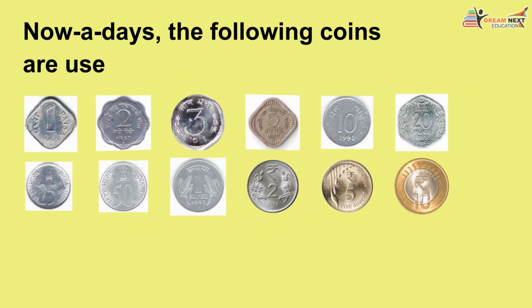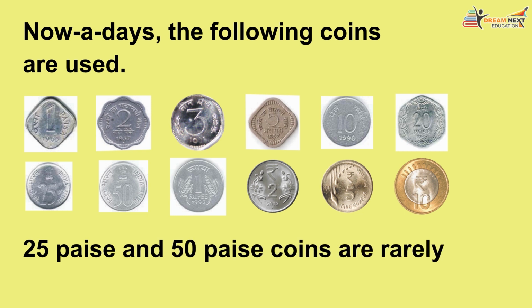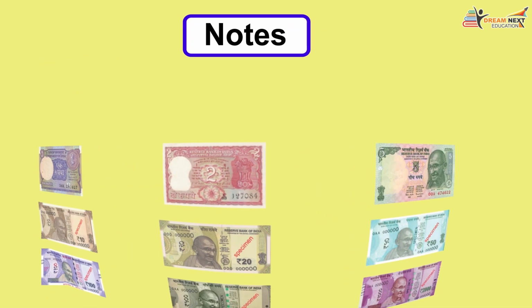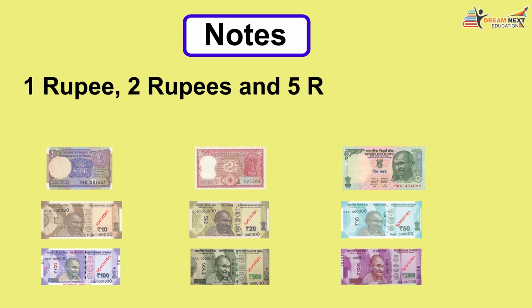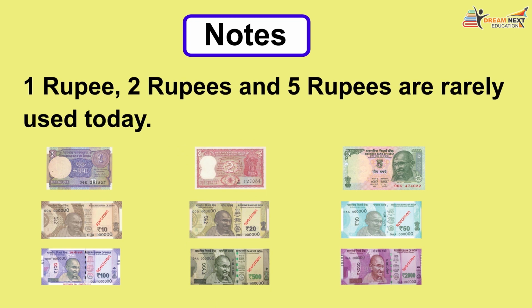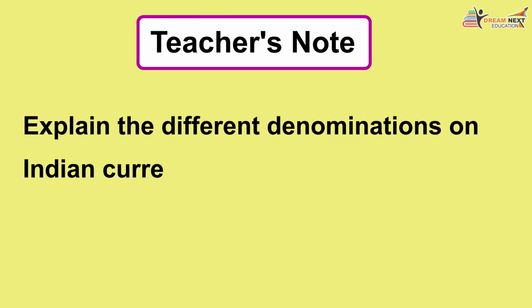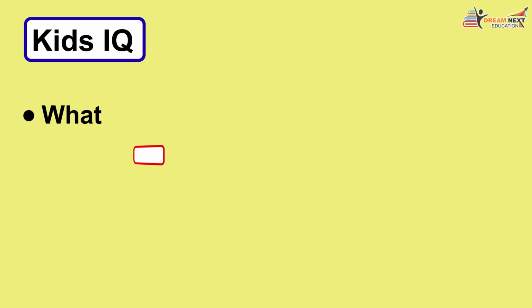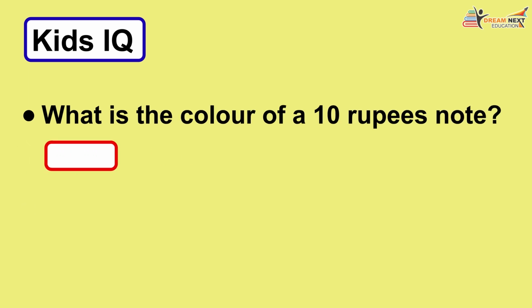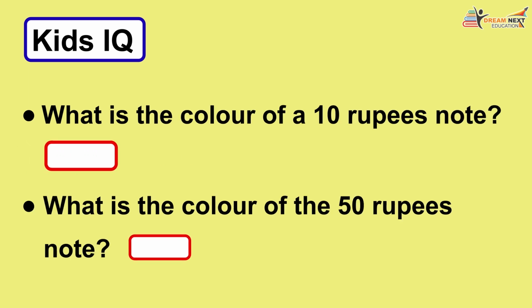Nowadays, the following coins are used. 25 paise and 50 paise coins are rarely used. Notes: 1 rupee, 2 rupees and 5 rupees are rarely used today. Teacher's note: explain the different denominations on Indian currency. Kids IQ: what is the color of a 10 rupees note? What is the color of the 50 rupees note?